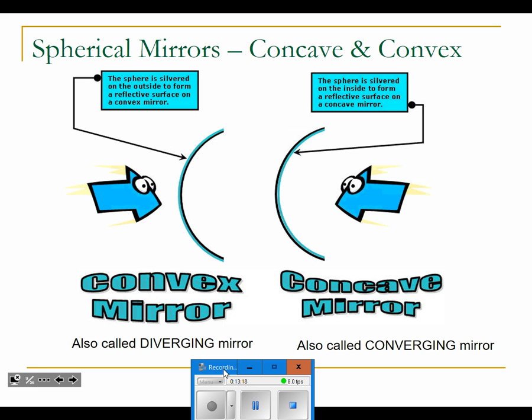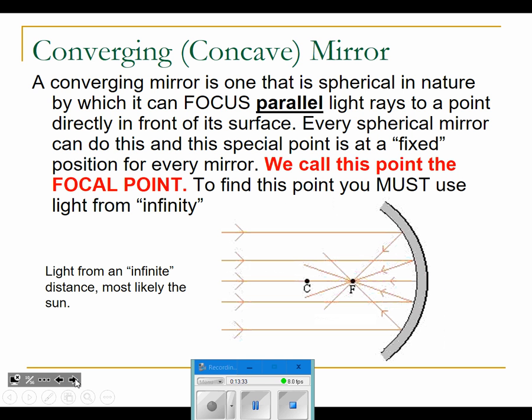They're known as diverging or converging because of what they do with the light when it bounces off of them. It will either spread out, which is diverging, or it will come together, which is converging. That's going to be important to understand. So a converging mirror is a mirror that's spherical in nature, and it can focus parallel light on a single point directly in front of its surface. That single fixed point we will call the focal point.